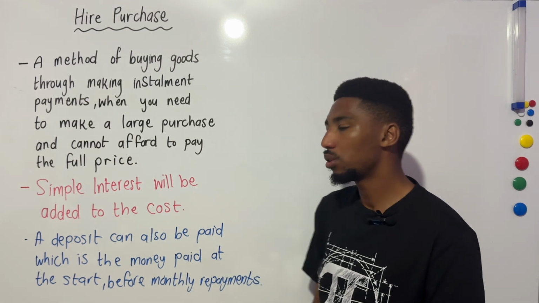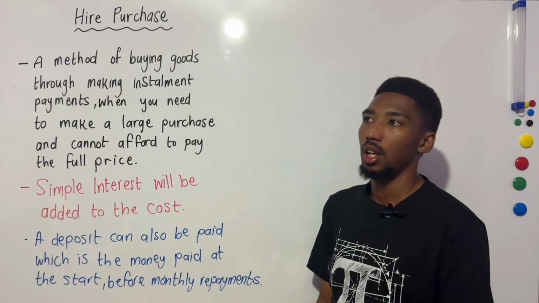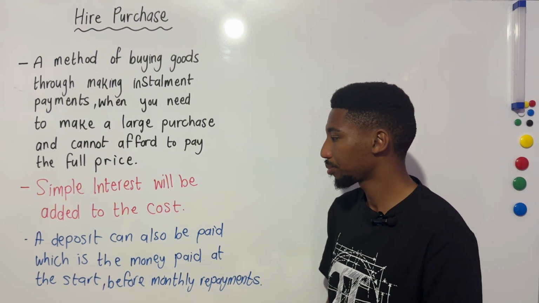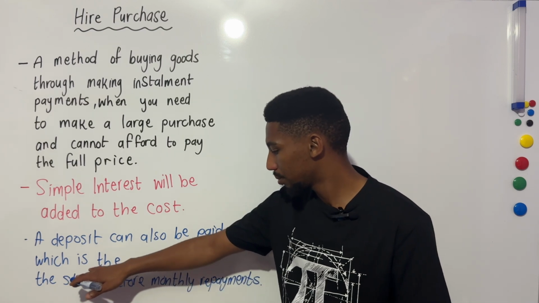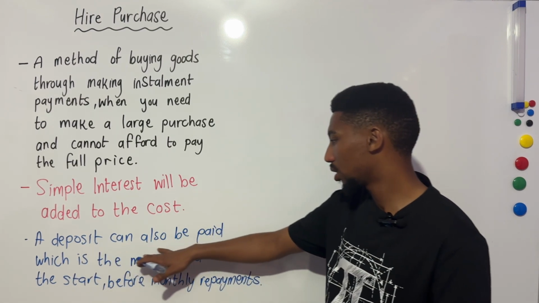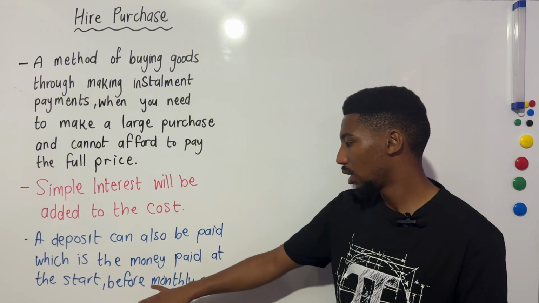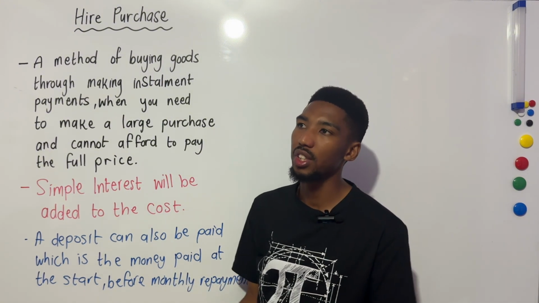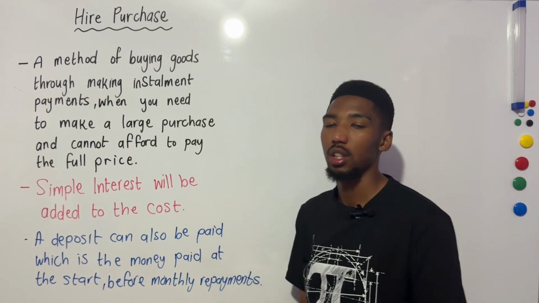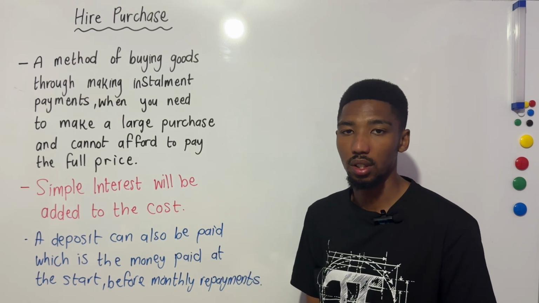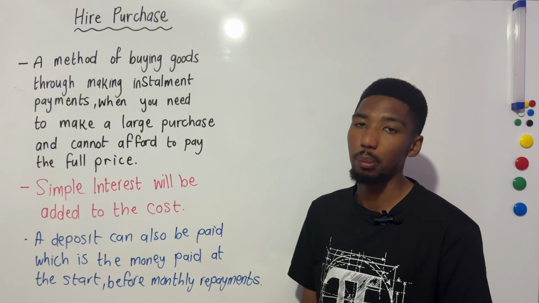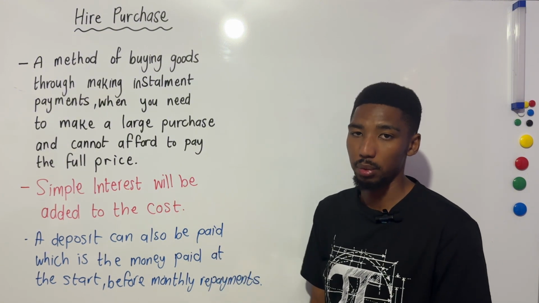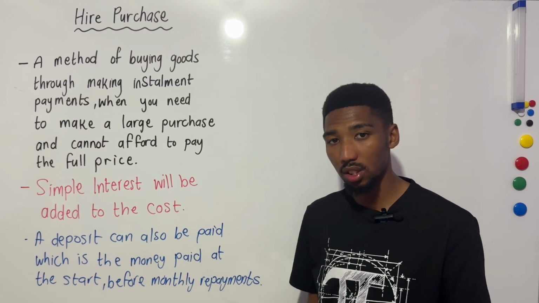Okay, and then also for you to lower your interest or to lower your monthly installments, you can pay a deposit. You can pay a deposit upfront, which is the money paid before you start making your monthly payments. So you can pay a portion of the TV. I can pay 20% at the start, okay, and then my monthly repayments won't be as much and my interest won't be as much as well. Let's look at an example.